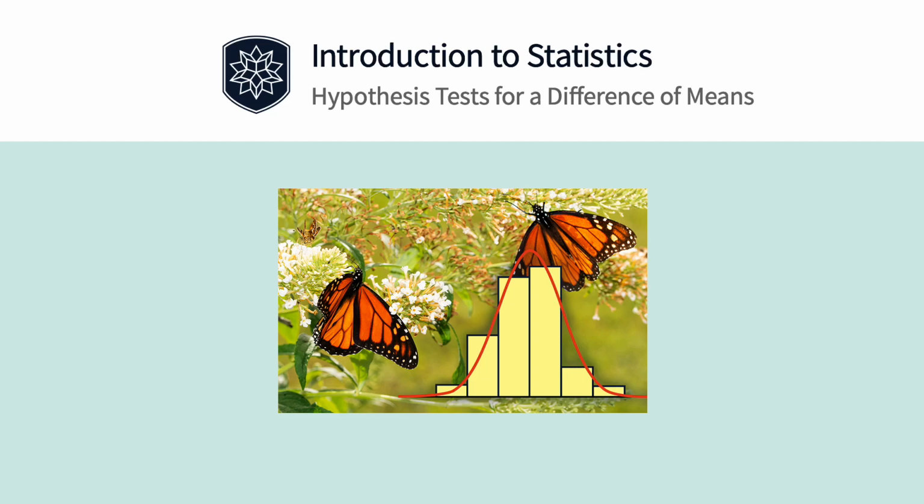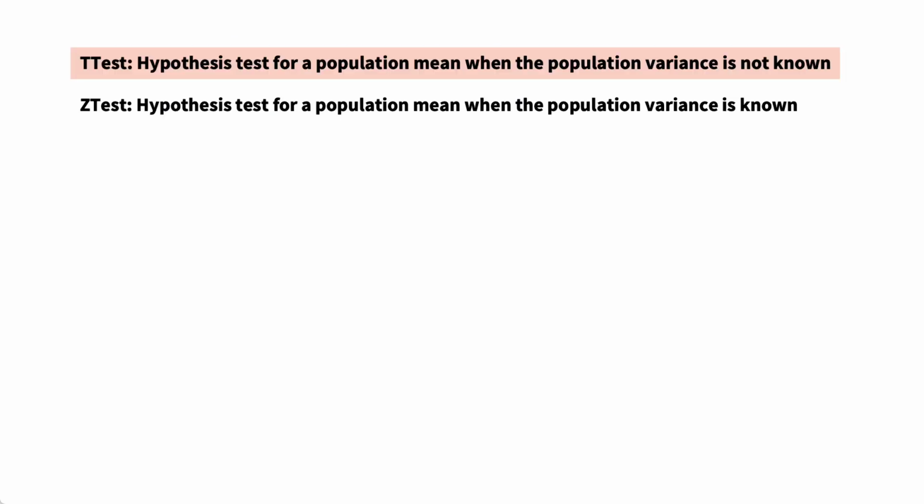The hypothesis test described in previous sections is a t-test for the mean of one population, but there are many other types of hypothesis tests. The t-test for the population mean is used in the common situation where the standard deviation or the variance of the population is not known.